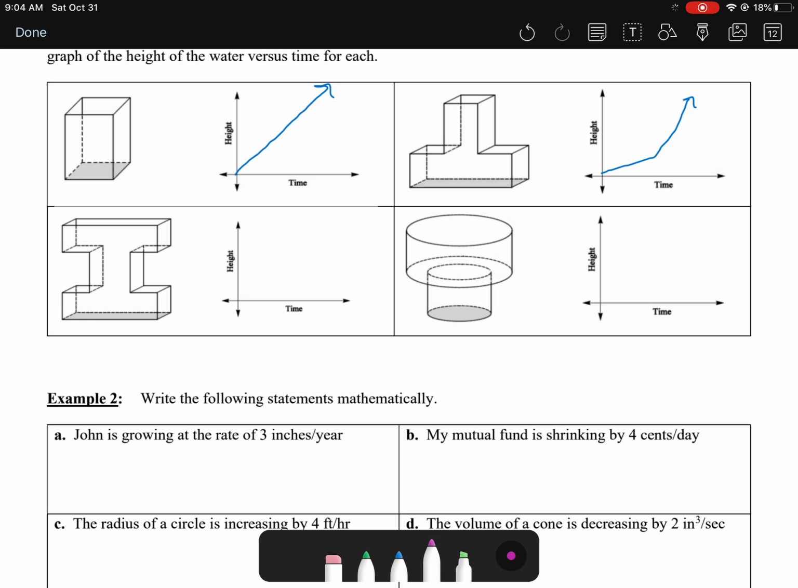Okay, welcome back. So let's look. Here's an I-shaped one. It's going to go a little bit like this. It's a little bit more broad, then narrow, and then broad again. Now we have two circular things here. It's going to fill up. It's a little bit more narrow, so it'll be a little bit more steep. And then it gets wider, so it'll flatten out a little bit.